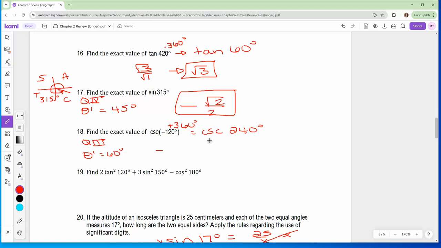Cosecant is the reciprocal of sine. So sine at 60 is radical 3 over 2. Cosecant would flip it, so 2 over radical 3, or negative 2 radical 3 over 3.